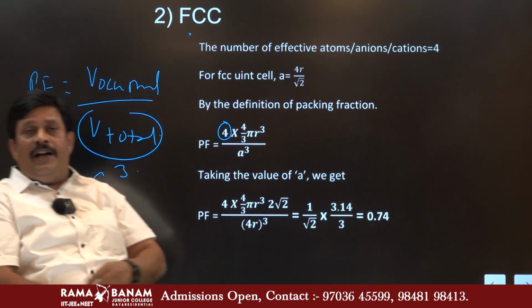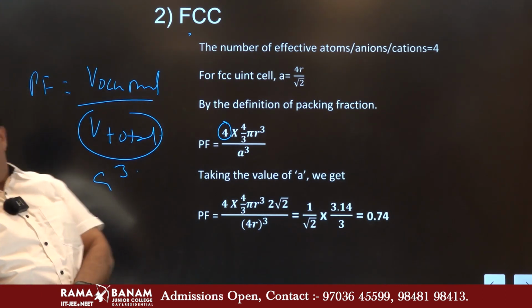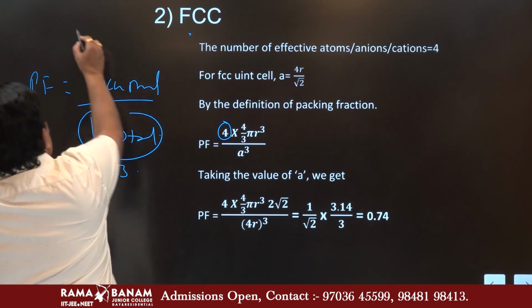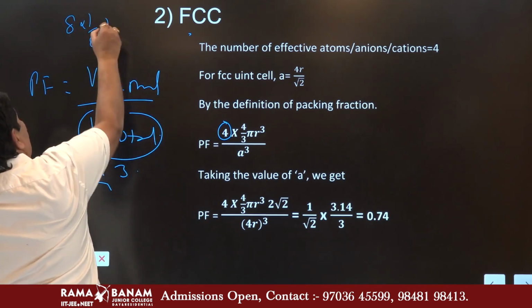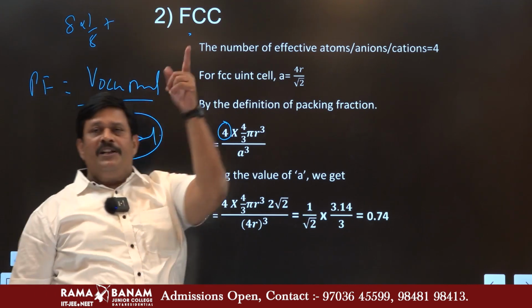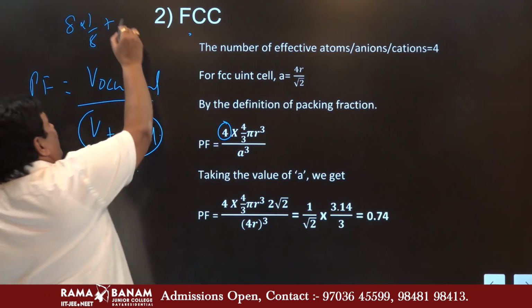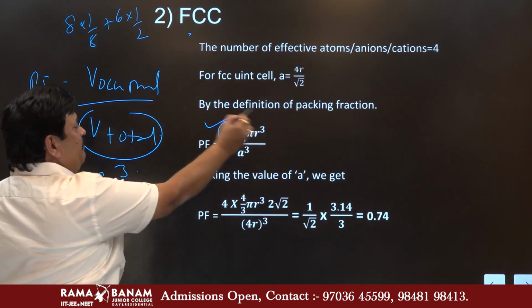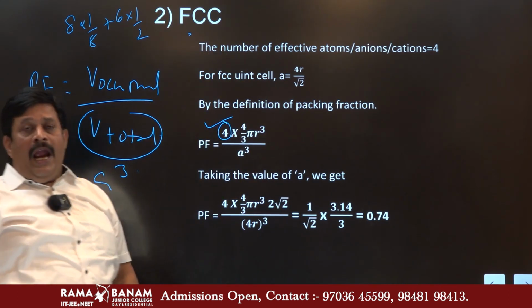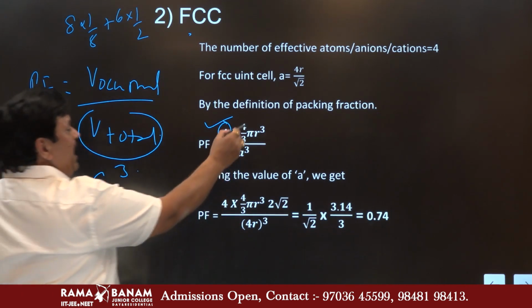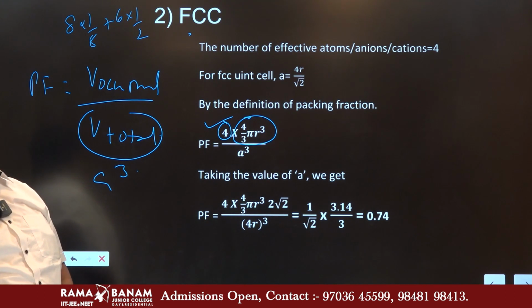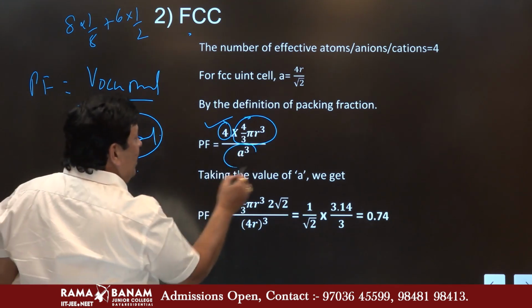Particles are at body corners. The body corner particles number 8 and the contribution is 1 by 8. In addition to the body corners, particles are present at face centers. There are 6 face centers and the contribution is 1 by 2. So the Z value for FCC is 4 and the volume of one particle is 4/3 pi r cube, and the total volume is a cube.